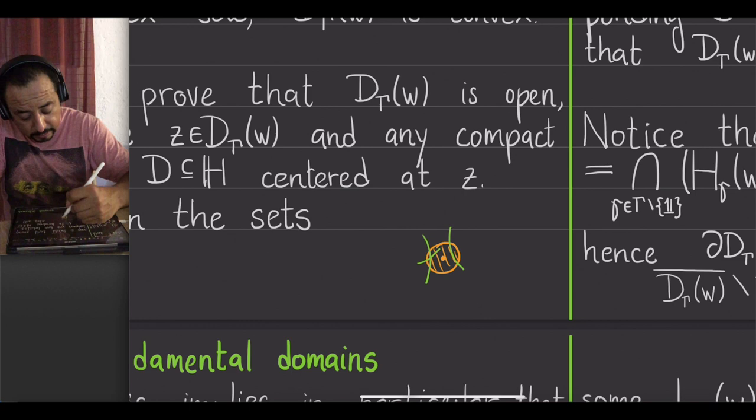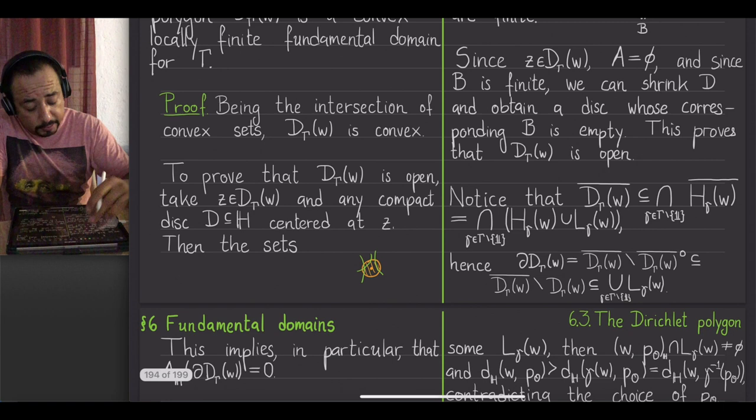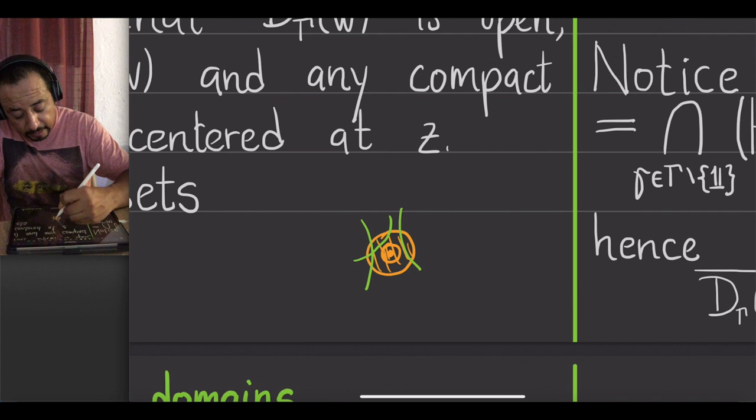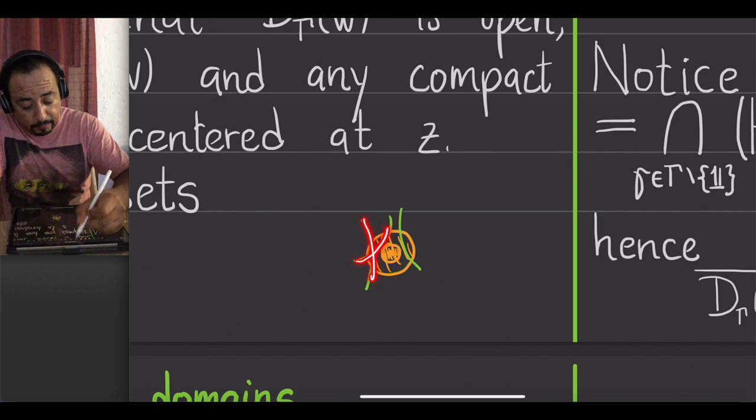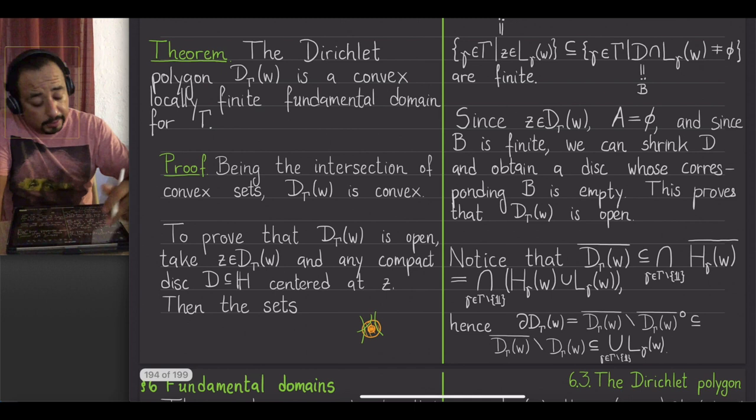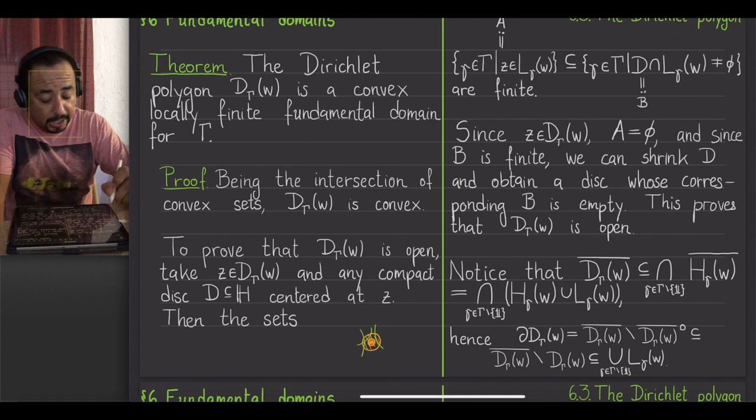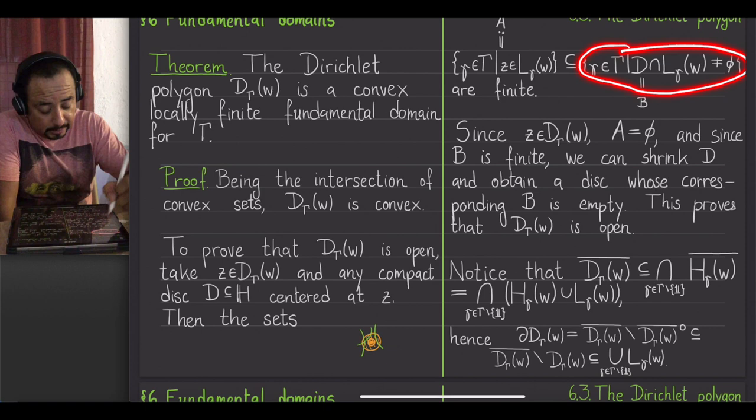Okay, but since it's finitely many of them, I can shrink D and obtain a new smaller disk, not meeting any of those finitely many bisectors. Okay, and then you see, for this new D, I actually have that the corresponding set B is empty.